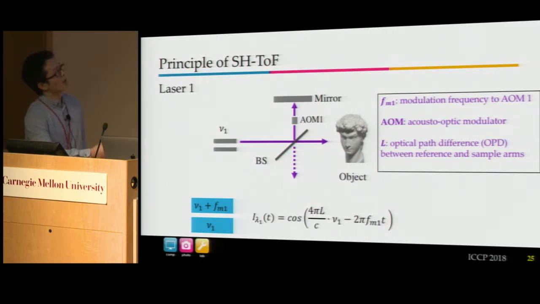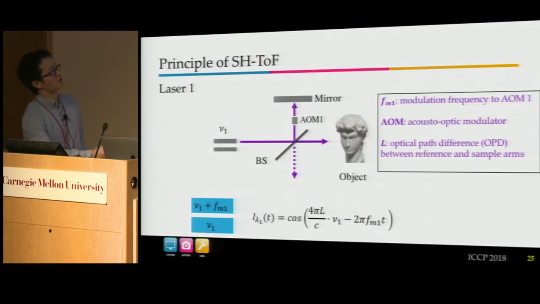So we put a component called acousto optical modulator, or AOM, on the reference arm. And how does this AOM work? It will upshift the optical frequency by FM1. This FM1 is introduced by the AOM. So as you can see here now, in the reference arm, the frequency is going to be mu1 plus FM1, and mu1 is the optical frequency. And on the sample arm, the beam is going to illuminate the object, and as you can see here, the frequency is still the optical frequency mu1.